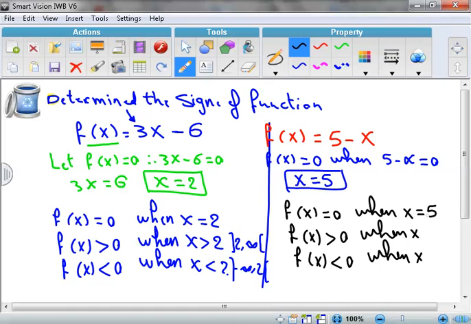For the second, I look at the coefficient of x in the function. The coefficient of x is negative. Then we say f of x is greater than 0 when x is less than 5. The third is the inverse: greater than 5. Are you seeing? This is the sign of the linear function.